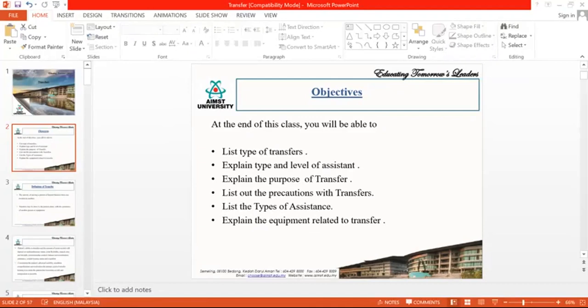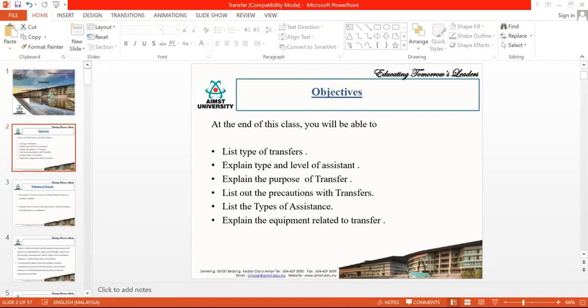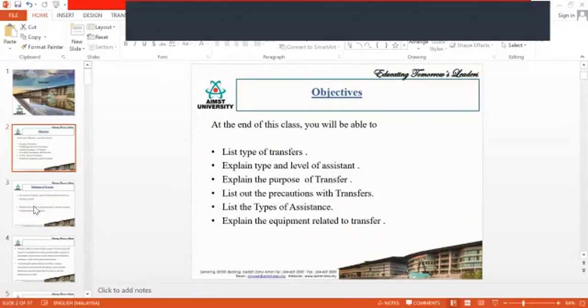In this class we will see what types of transfer we have, and in that, what is the importance of each type and when we need to choose that particular transfer. Whenever we have types, we need to decide when and why we are going to use a particular transfer. Only then, when a real patient comes to you, will you be able to analyze and decide what type of transfer will be best for that patient. Okay. So first we will see what transfer is.